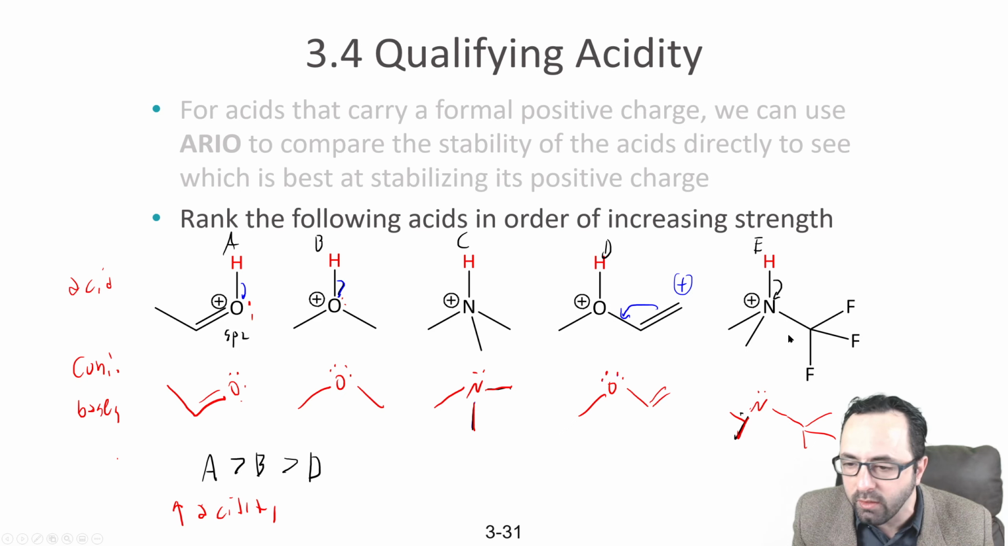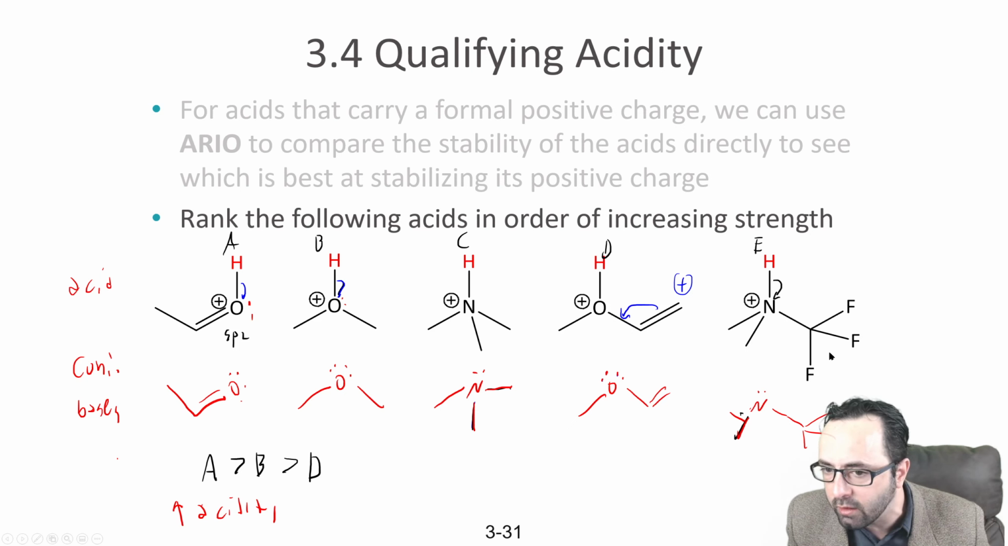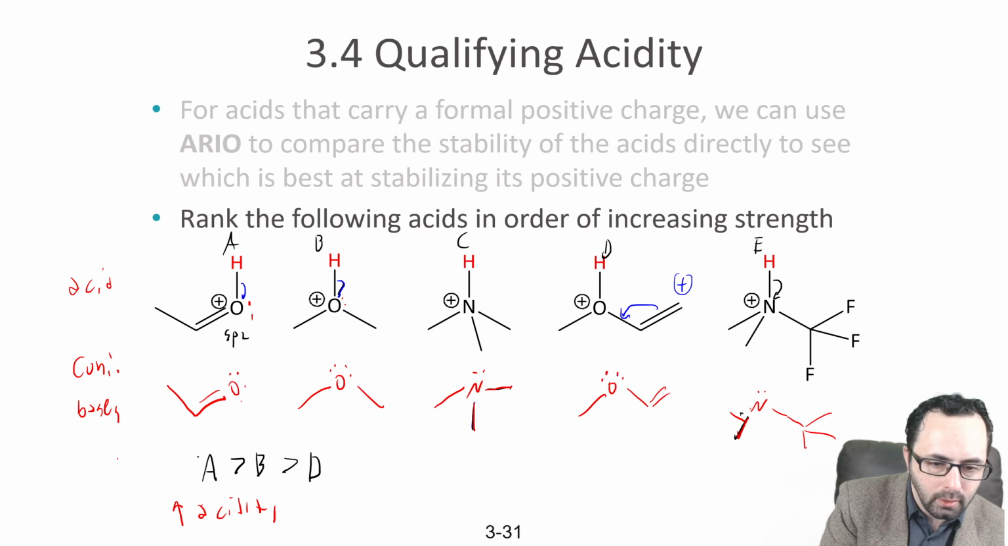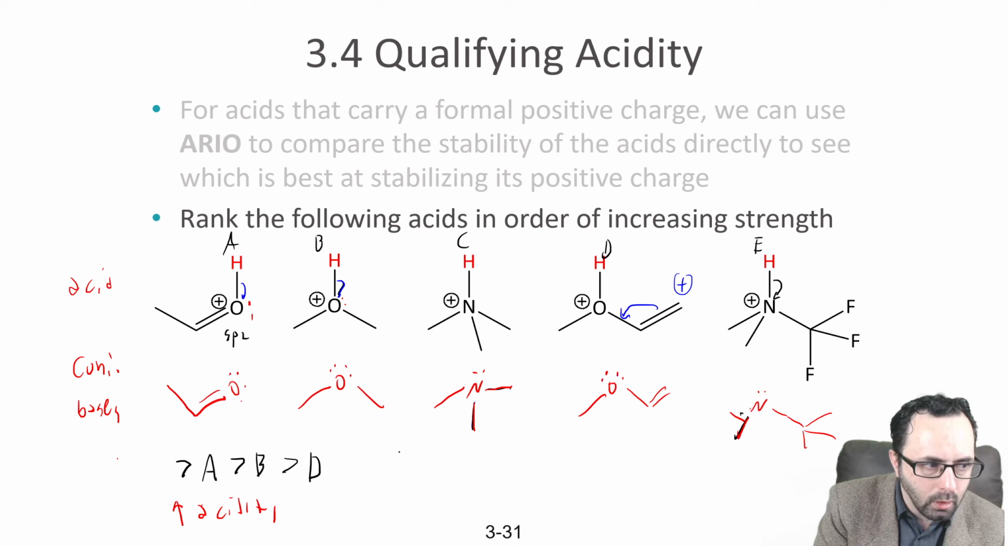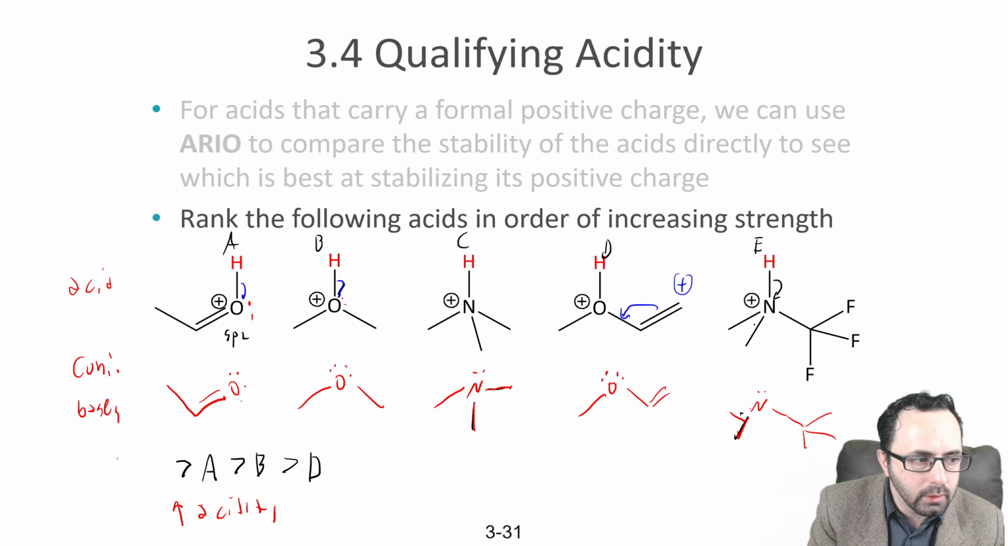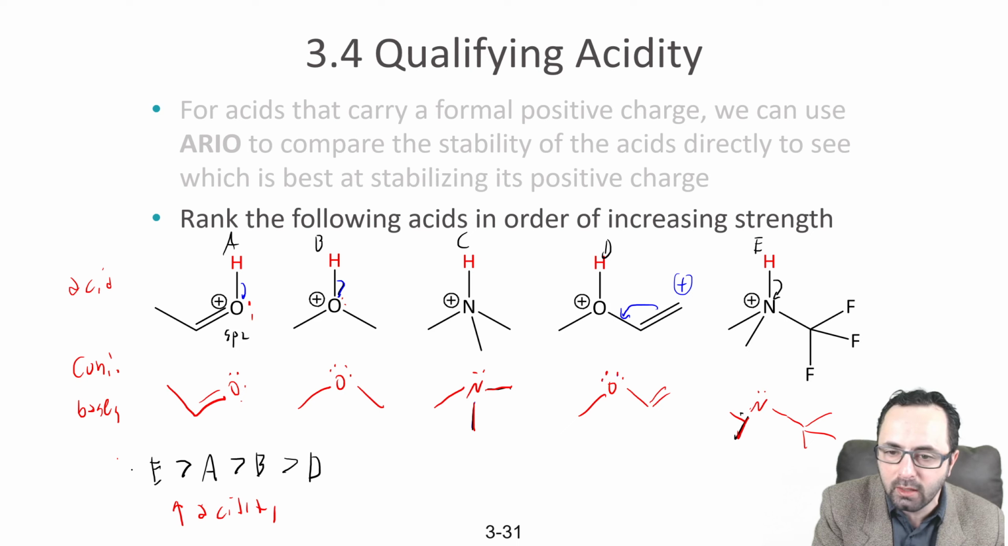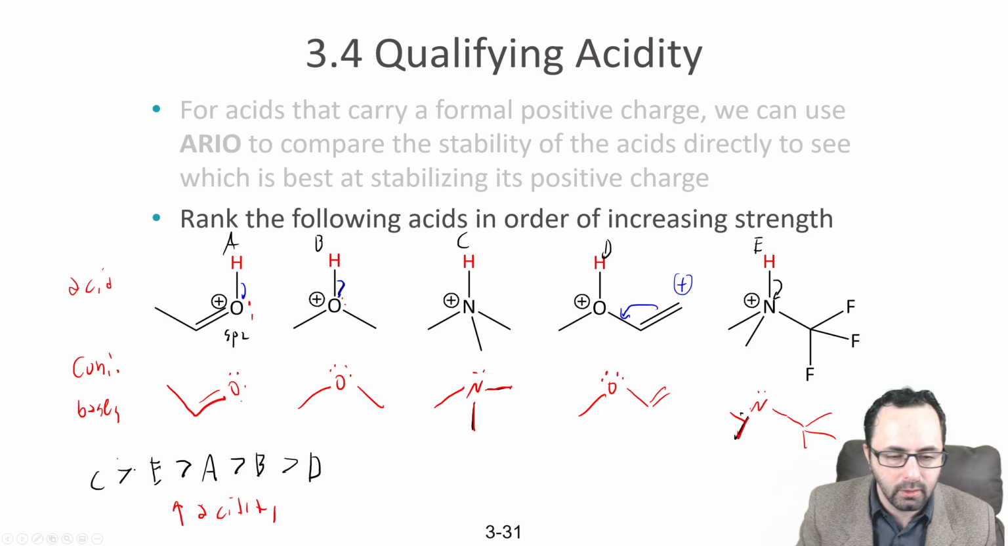Here, we've got this electron withdrawing effect here that doesn't exist in the nitrogen there. And so in terms of the stability, it's going to be letter E here, letter E, due to this electron withdrawing effect, and then finally this C, which does not have it.